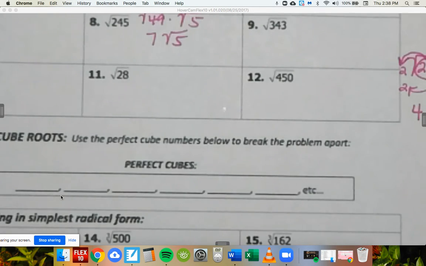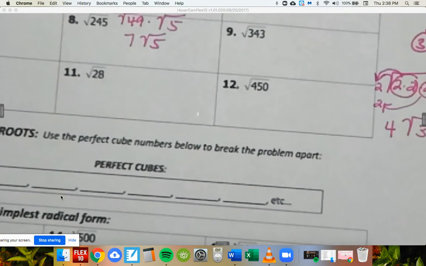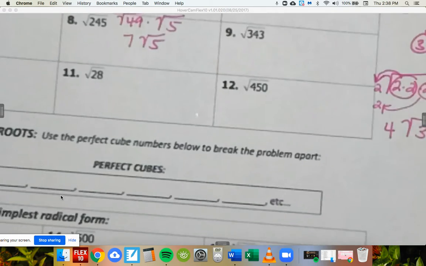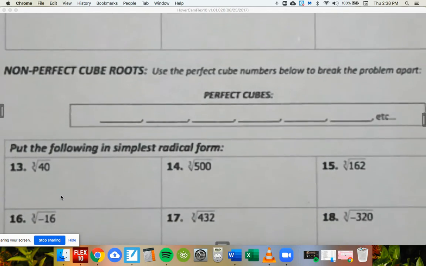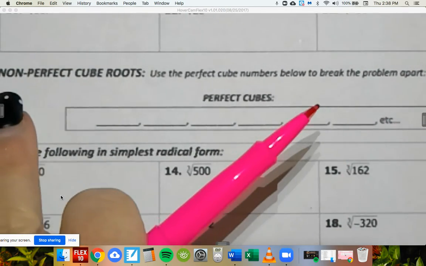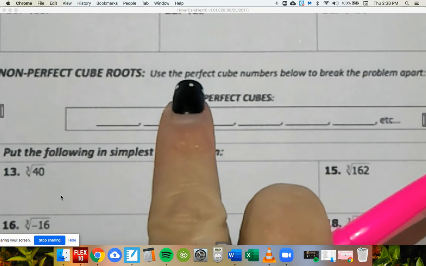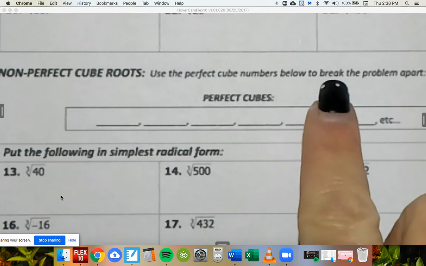All right. I know this is kind of a long video, but that's all you have to do today is watch this video. I want to end with finding the cube root of numbers that are not perfect cubes. Here we go. Non-perfect cube roots. Use the perfect cube numbers below to break the problem apart.